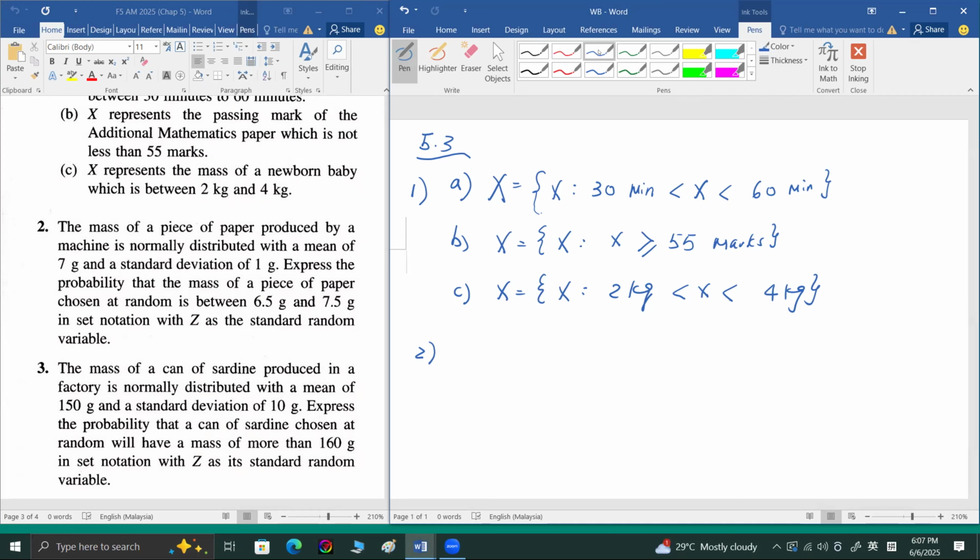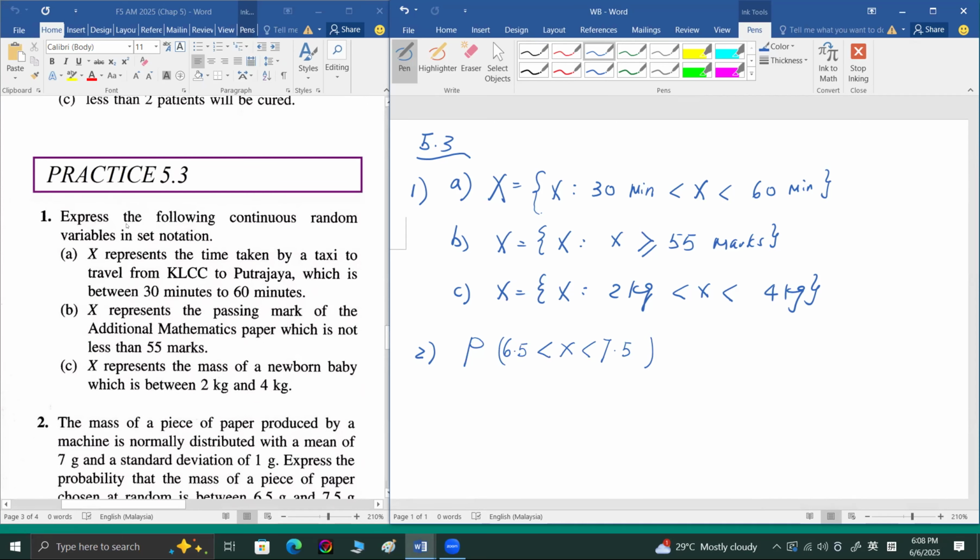So at the moment, we learn how to write first, okay? We see the probability. When I write the probability, P. P for what? To get a probability for X that lies between, can you see? 6.5 and 7.5. When you're asked to write in a probability form, there's no need for you to write the unit. Okay, just now, look at question 1.